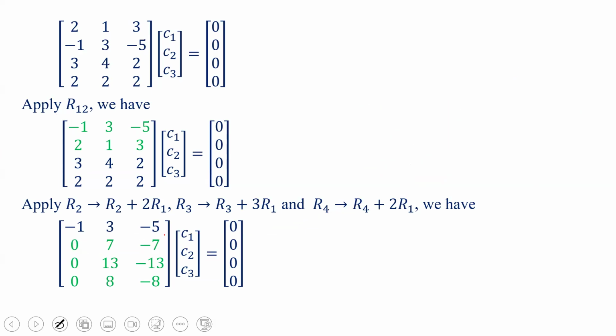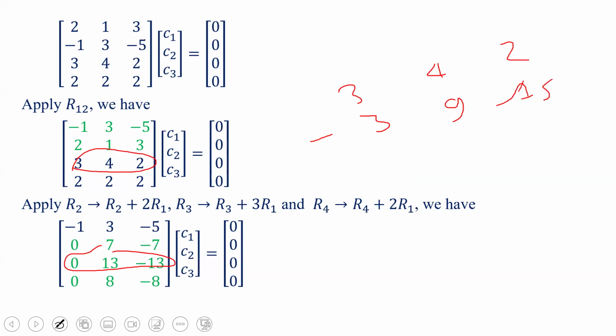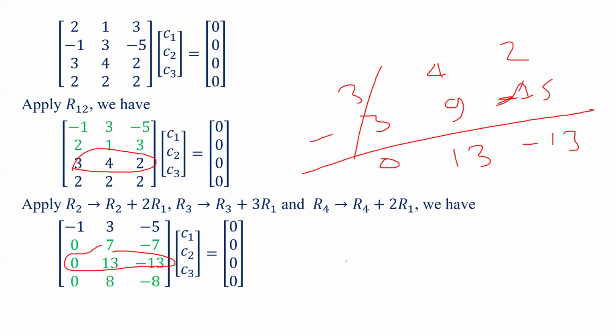Similarly, if we apply the second operation, 3, 4, 2, we multiply the first row by 3, giving minus 3, 9, minus 15. If we add them, this is 0, 13, and 2 minus 15 is minus 13. So the third row is also okay.